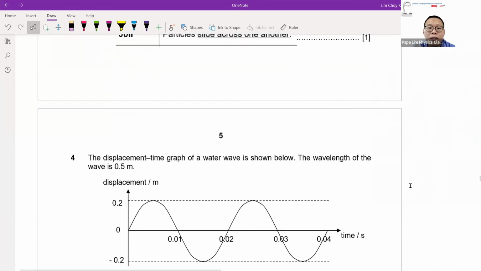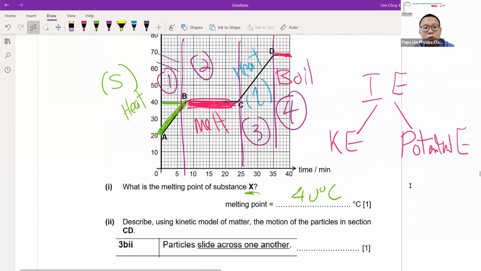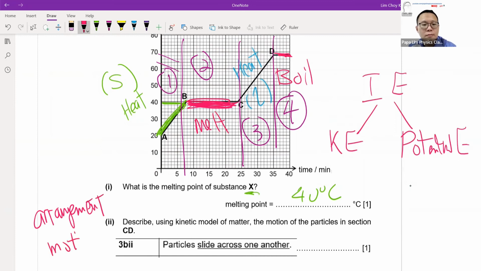In addition, we also need to look at the kinetic model, or what we call the property of each of the stages. When I'm talking about liquid, what happened to the liquid? What happened to the property in terms of what? In terms of the arrangement, in terms of the motion, and in terms of the intermolecular force.